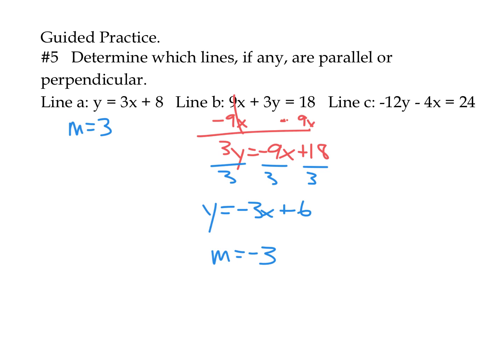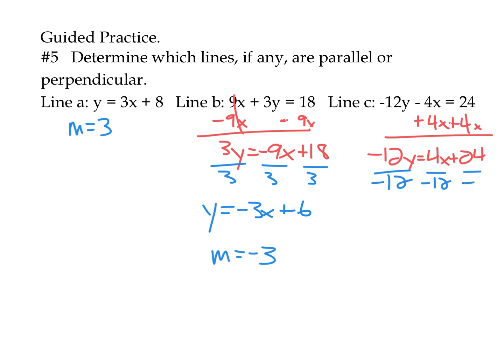So this has a slope of negative 3. And then we'll go to line C, and we're going to get the y by itself by adding 4x to both sides to start here. We have negative 12y equals 4x plus 24. And then if I divide everything by negative 12, we want to pay attention to these signs, right? Paying attention to the signs is important as we write these out. Negative 1/3 x. 4 over 12 will be 1/3, and then minus 2. So this is a slope of negative 1/3.